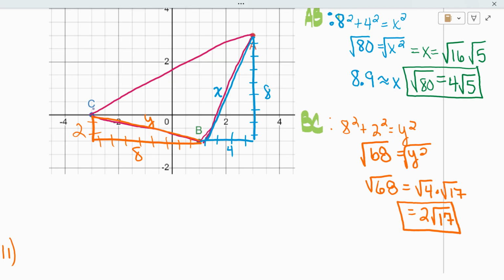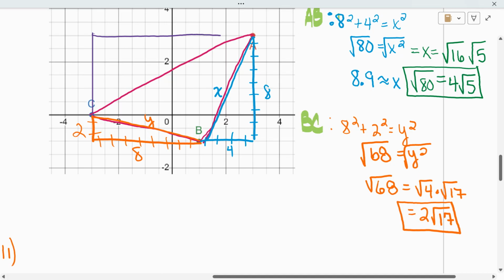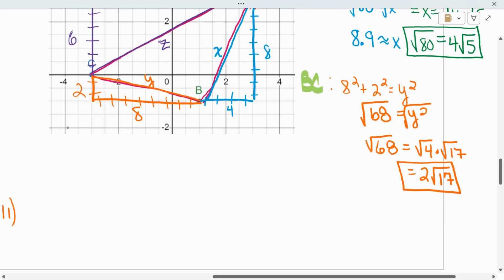Okay, let's look at my last triangle. My last triangle, I have to calculate the measurements of my legs. So we're going to call the hypotenuse here Z. What is this leg right here? Oh, that's 5. I counted 6. 1, 2, 3, 4, 5, 6. And then going across, I counted 12. Yes? Okay.